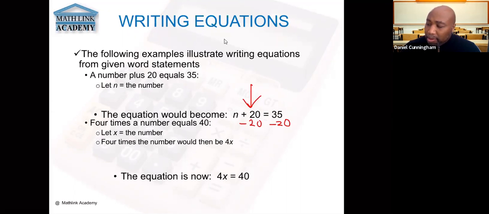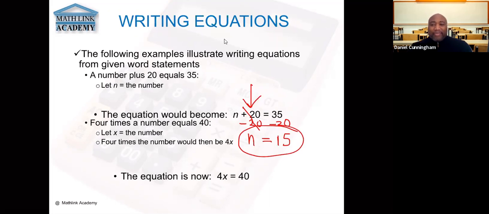So when I combine these numbers, this would become 0. So I'm left with n by itself is equal to 35 minus 20, which in our case is 15. And once you get the unknown, that letter or variable, by itself, that's your answer. So n is equal to 15 is your answer. So 15 plus 20 is 35. That's it. All you do is get that letter by itself, and then that will be your answer. So let's look at the other one.